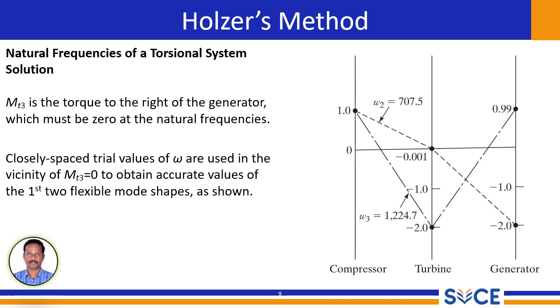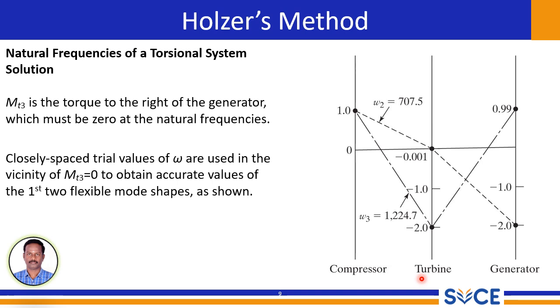So we are continuing from the previous slide. In this slide, I am summarizing the first two flexible mode shapes obtained from the Holzer method. Recall that the torque to the right of the generator, that is M3, calculated at last, should be 0 at the natural frequencies. By performing several trials with closely spaced values of omega in the vicinity where M3 approaches 0, we accurately determine the natural frequency and the corresponding mode shape.